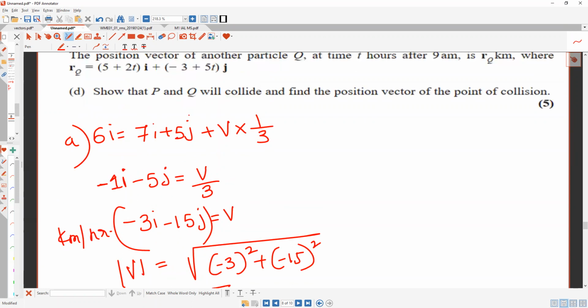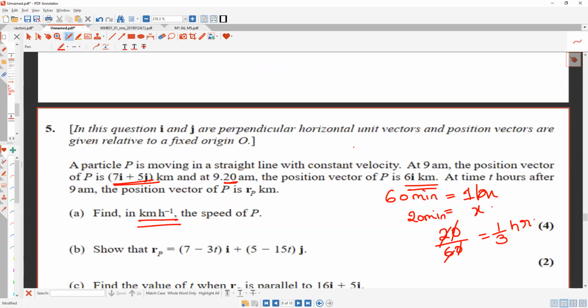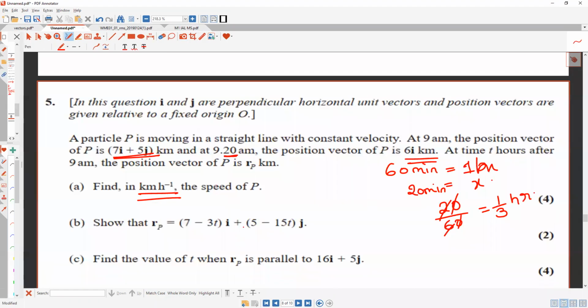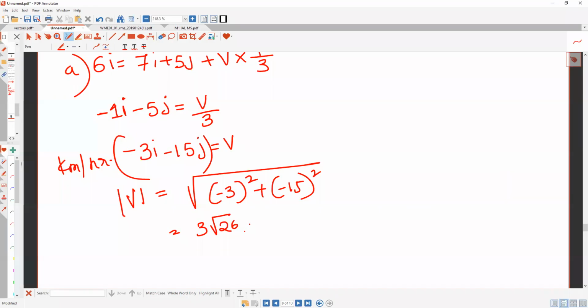Did they say any decimal place or anything like that? No. So in decimal, it is 15.3. Yes, 3 root 26, and 15.3 is the answer.